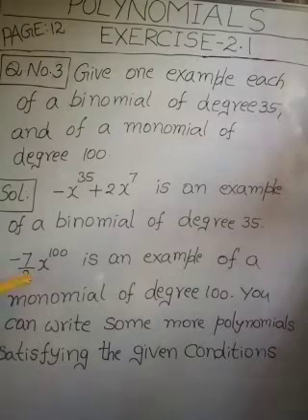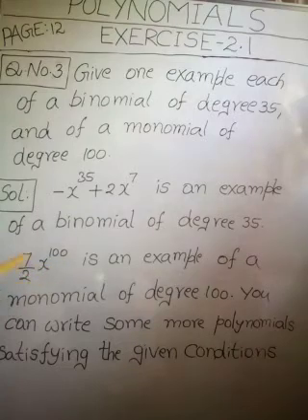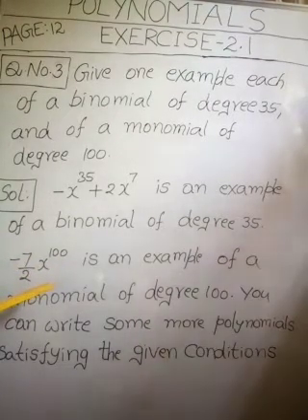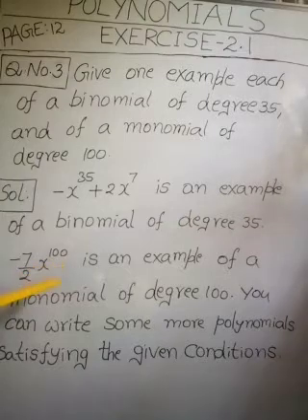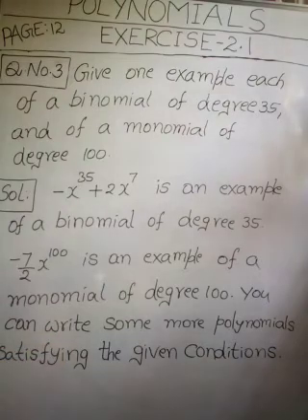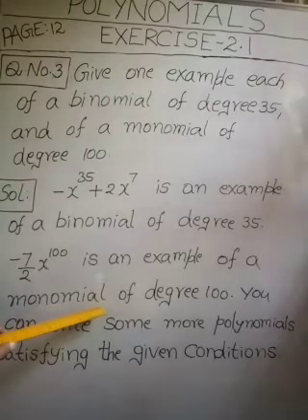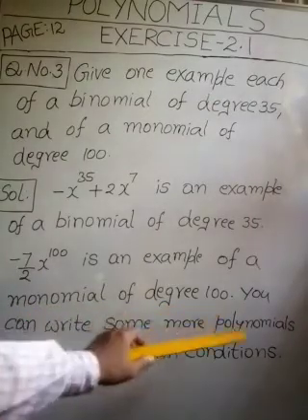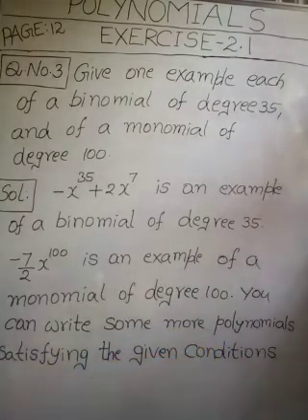Right. Now come to the second part. Minus 7 by 2 x power 100. How many terms are there in this polynomial? Only one term. So it is a monomial. Then what is the highest power of x here? 100. So the degree of this polynomial is 100. So both conditions are satisfied. So this is an example of a monomial of degree 100. You can write some more polynomials satisfying the given conditions. Okay, my children, understood this point?